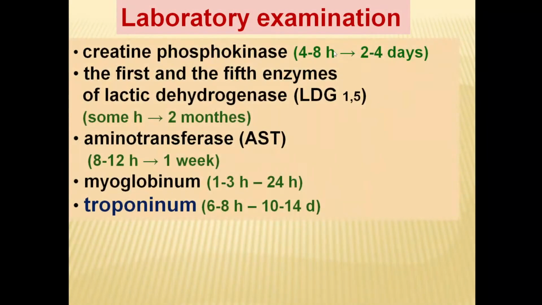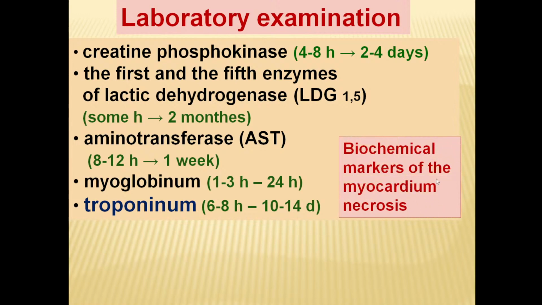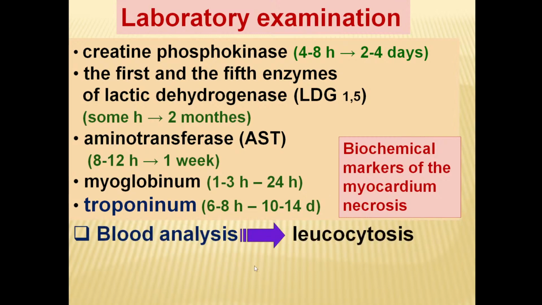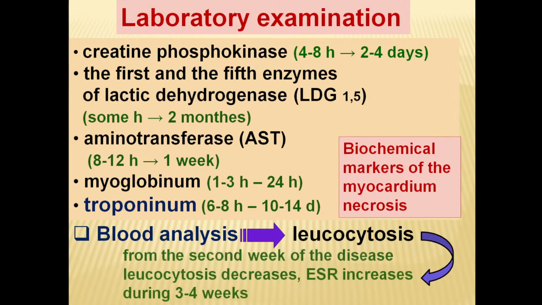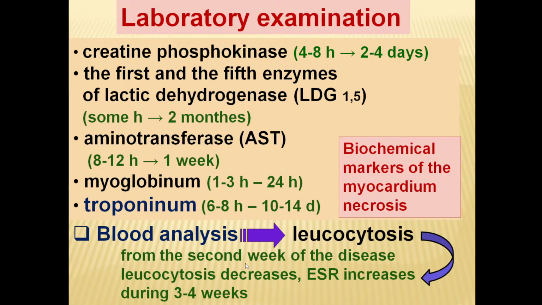I told you about laboratory examination. You see, biochemical indices may be revealed after some hours to some days, sometimes may be held some months. Again, remember, first of all you will pay attention to troponin, which is the gold standard of myocardial infarction as a biochemical marker of myocardial necrosis. The usual common blood analysis will reveal leukocytosis and acceleration of ESR, but after some weeks leukocytosis disappears, while elevated ESR may be held during 3-4 weeks. Again, all depends on the size and depth of the necrotic foci.